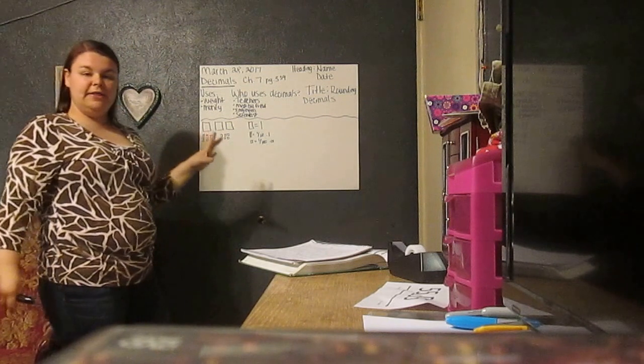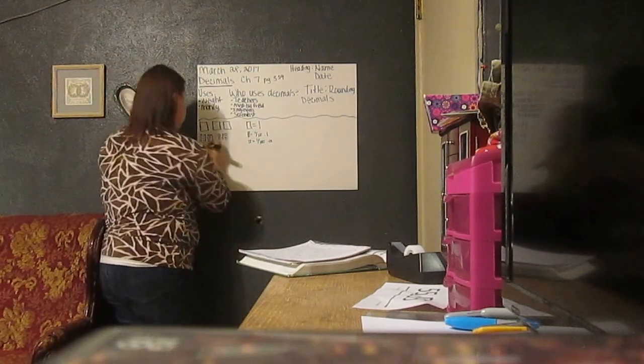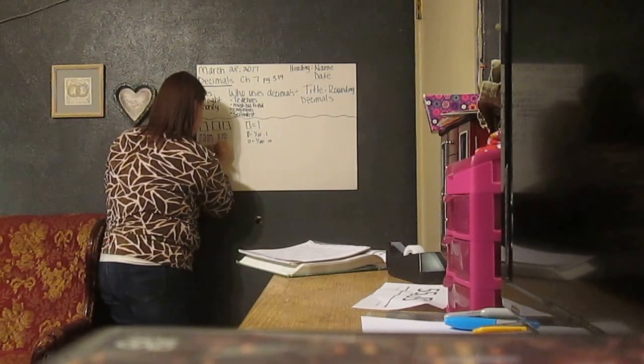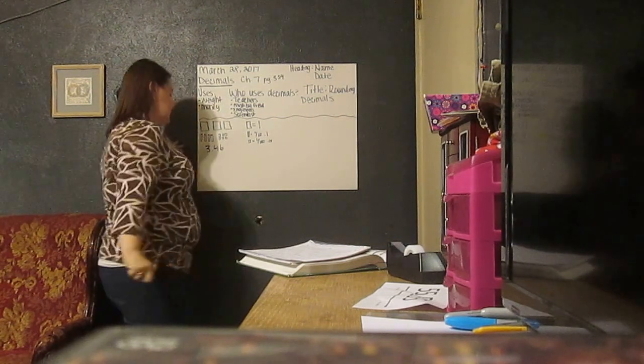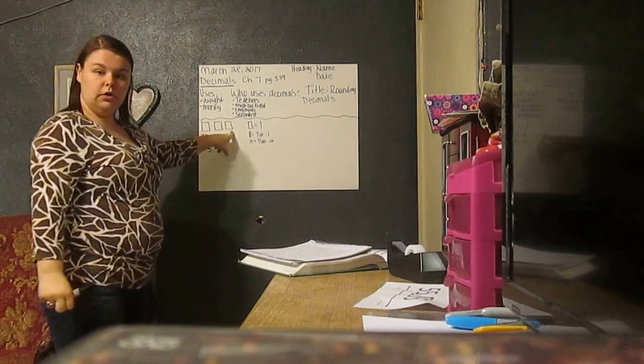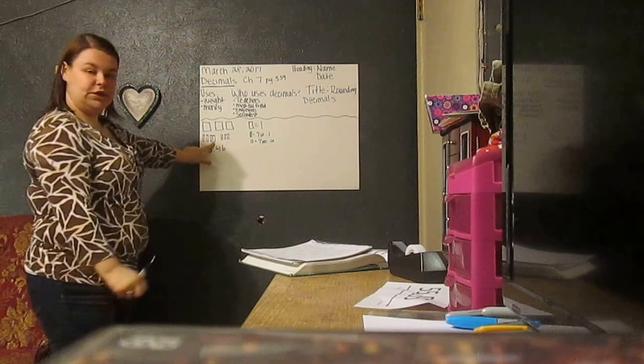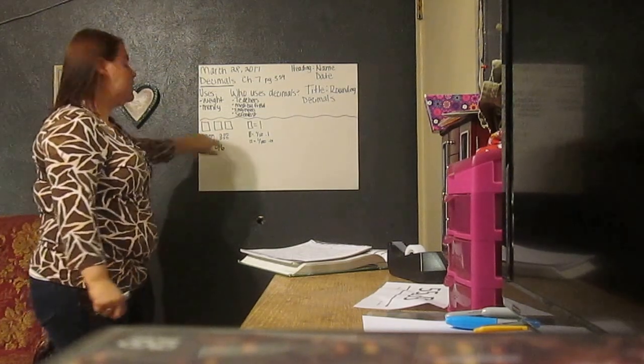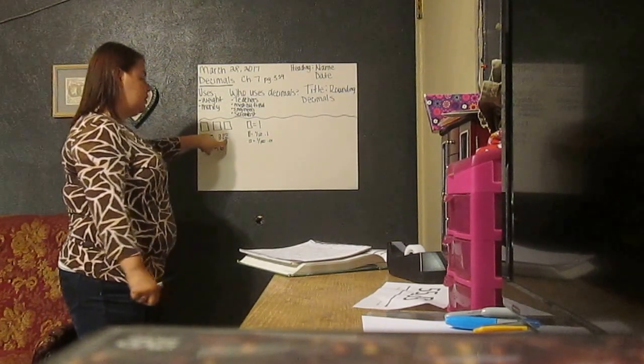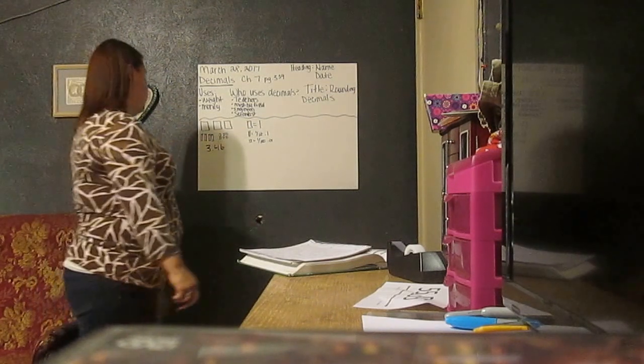So how will we write this in decimal form? 3.46. Because we have 3 whole units, the 4 tenths, the 4 1/10ths, and the 6 100ths.